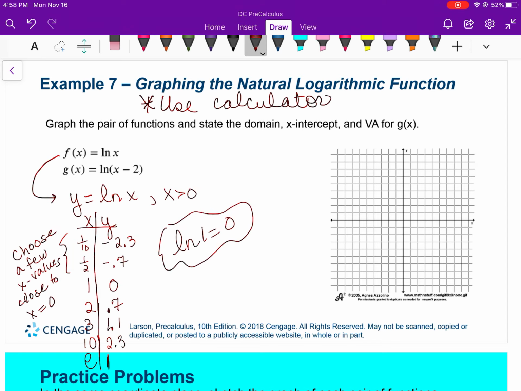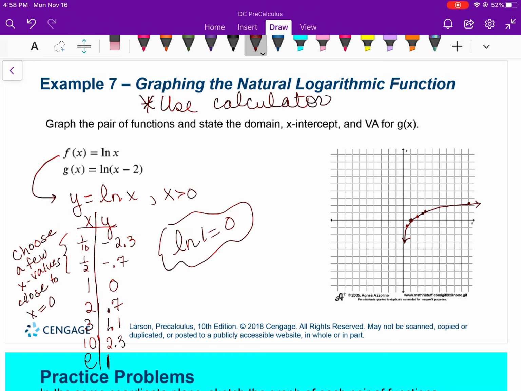So you can graph all those points, or at least the bulk of them. (1, 0), (2.7, 1), (3, 1.1), (10, 2.3). e is about 2.72, so 1, 2, 3, not quite, and I'll be at 1. 1/2 was negative 0.7, so that's there. And so my points come in, and they're going to ride right along the y-axis.